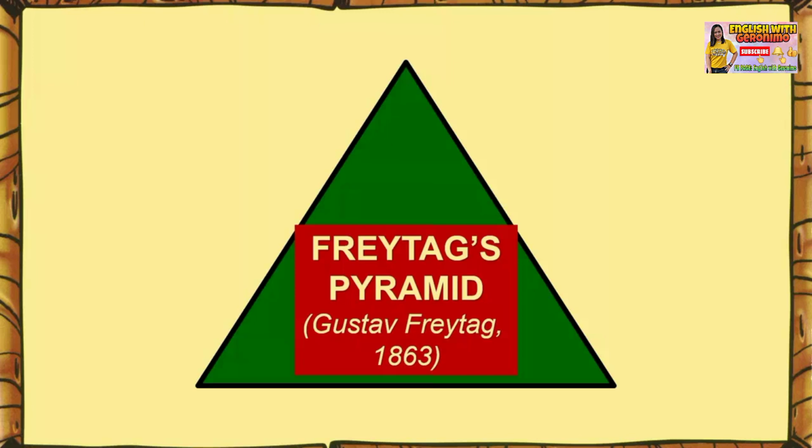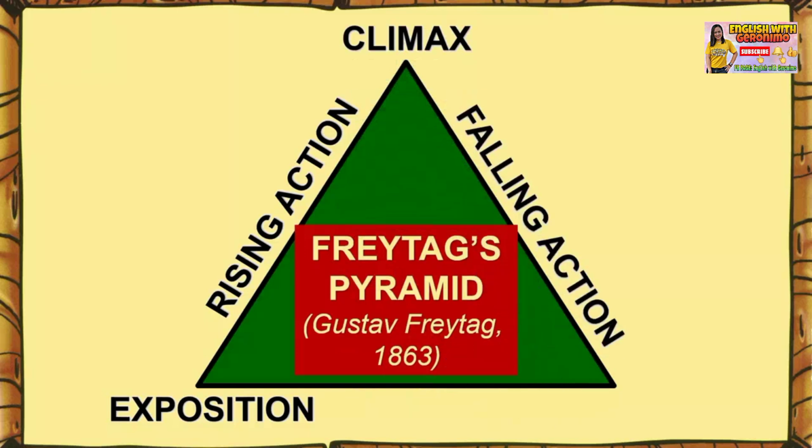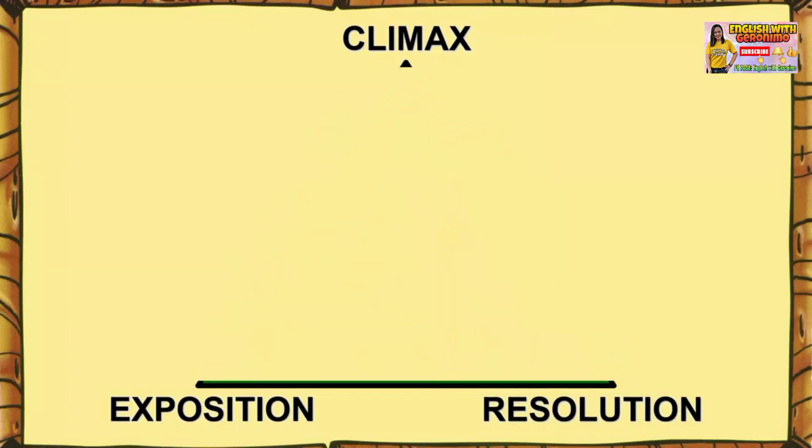They are the exposition, which is where the setting and the characters are introduced at the beginning of the story. Rising action, where the conflict is introduced. Climax, which is the highest point of every story. Falling action, where the consequences for the characters' actions are detailed. And resolution, which tells what happens after the conflict is resolved.